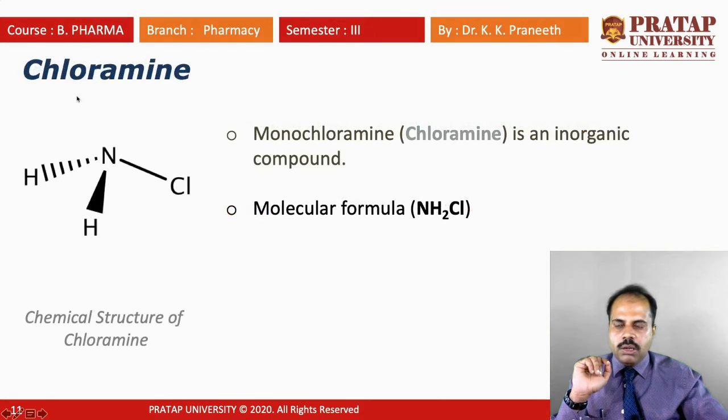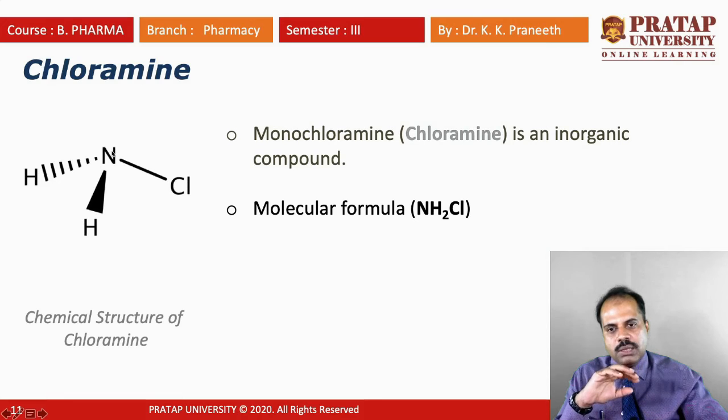With this, we will move on to see the last compound in the list, that is chloramine. Chloramine is not a derivative of benzene. Even though it is in the list, it is not a derivative of benzene. It is a simple amine.